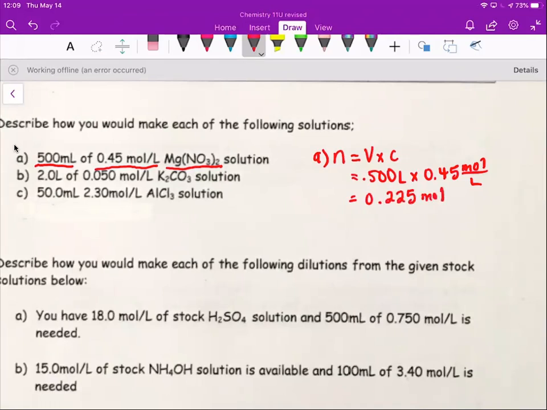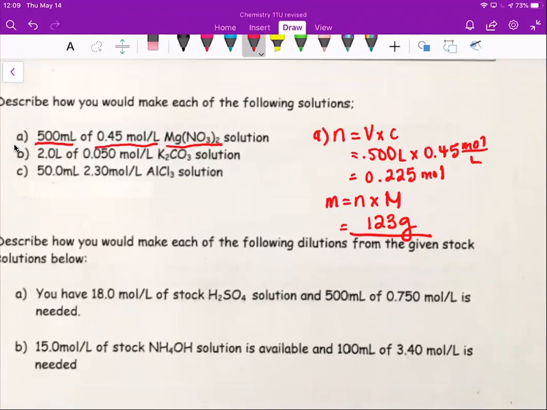Okay, so now I have a number of moles. Now I'm going to find the mass: number of moles times molar mass, and I don't have this one. Let's say it's 123 grams. So I need 123 grams of magnesium nitrate.